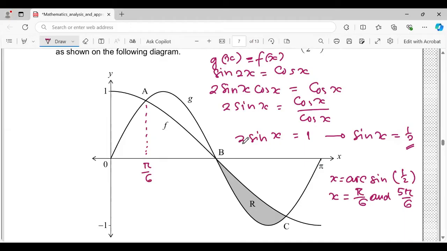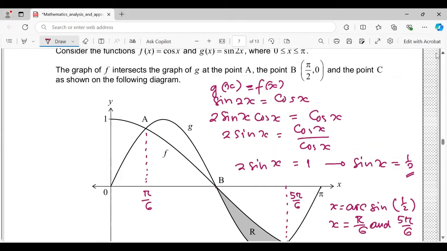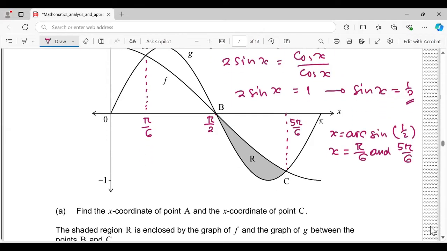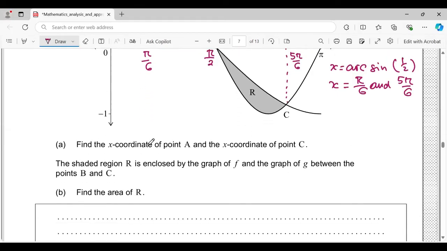Okay, and then c is 5 pi over 6. How about b? According to this information, b equals pi over 2. So this is pi over 2 on the x-axis. So the answer for question A is pi over 6 and pi over 2.